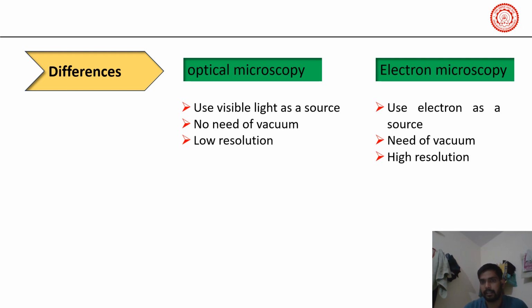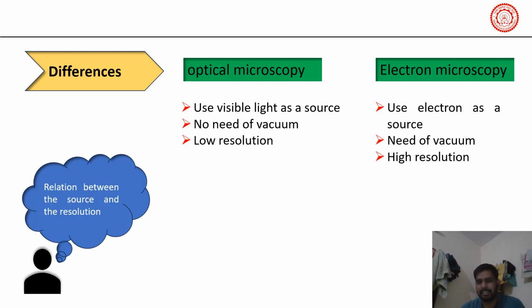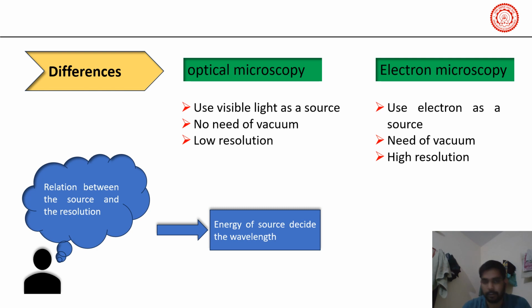On the other hand, in electron microscopy, we use electrons as a source, there is a need of high vacuum, and the image we get has high resolution. So a question arises: is there a relation between the source and resolution? We take visible light as a source and get low resolution, and here we use electrons as a source and get high resolution. So yes, there is a relation between source and resolution.